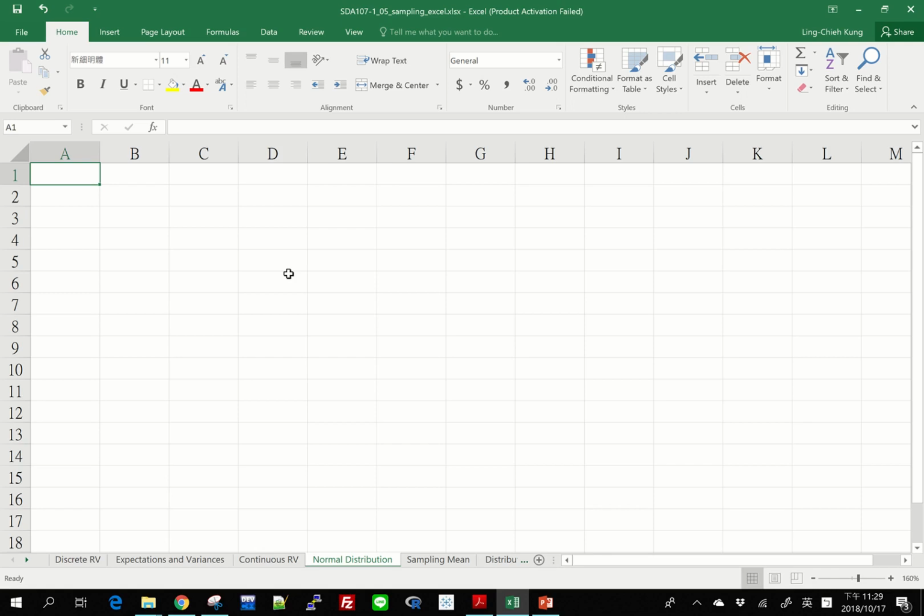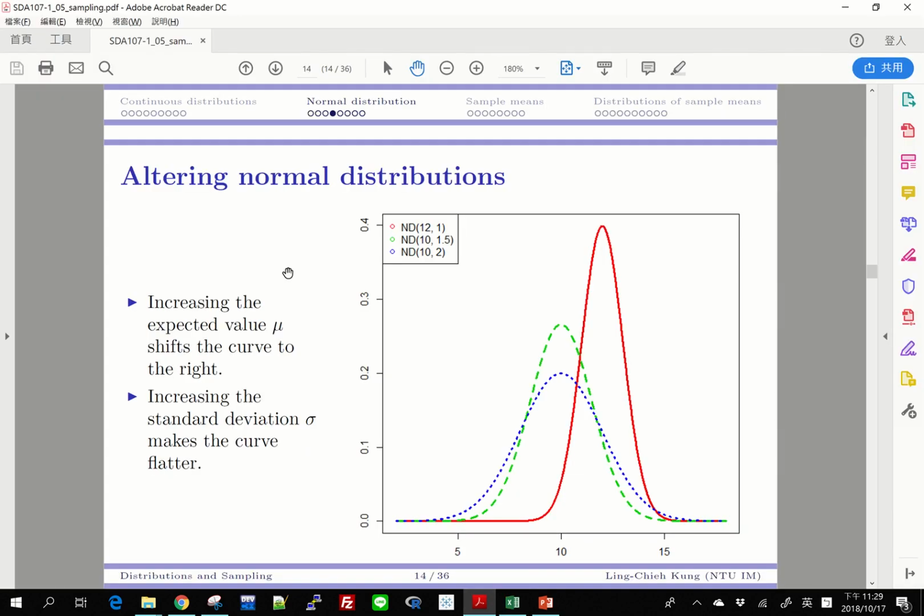So we have finished our introduction to normal distribution. Let's see how to use Excel to do some related calculations. For example here, we have a graph that depicts those normal curves or normal PDF values. For example, this one, we have this blue curve. The blue curve is a normal distribution PDF with mean 10 and standard deviation 2.